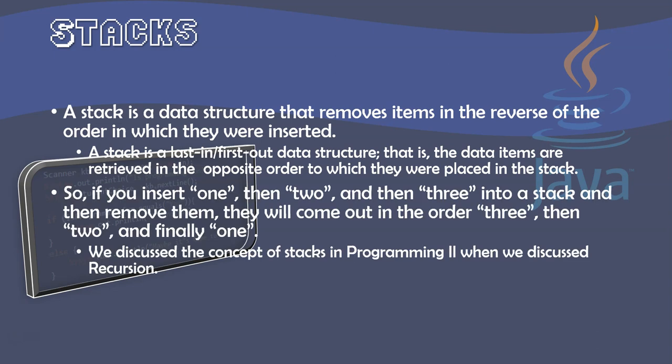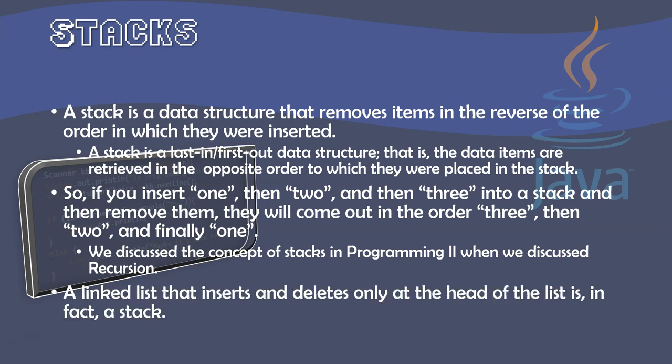So if you insert 1, then 2, then 3, and so on into a stack, and then remove them, they're going to come out in the order 3, then 2, then 1. We briefly discussed this concept of stacks in Programming 2 when we talked about recursion, because it works in the same manner. It's going to put things onto the stack, and whatever's at the top will come off first. Now, a linked list is something that functions in this manner as well.